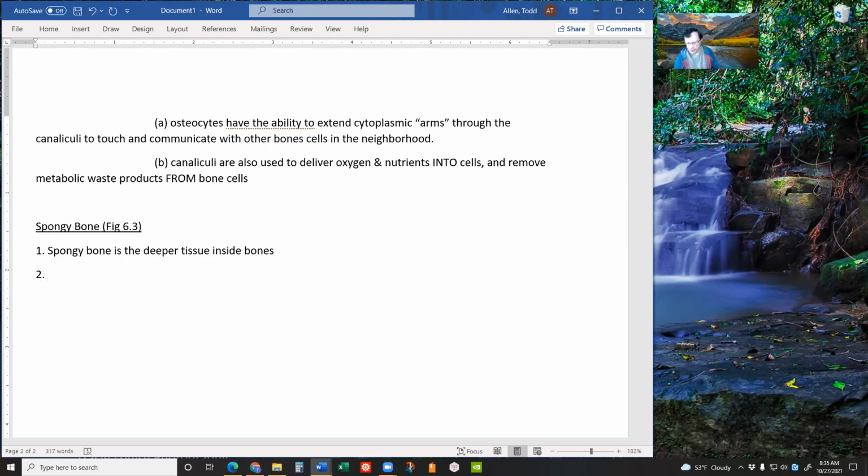Okay. Spongy bone is always covered by the compact bone. So spongy bone is covered by compact bone. Compact bone is covered by the periosteum, right? Spongy bone is also known by two alternative names. It is also known as trabecular bone or cancellous bone tissue.